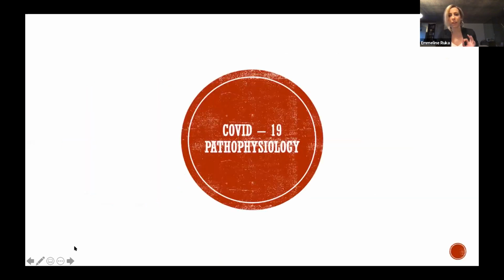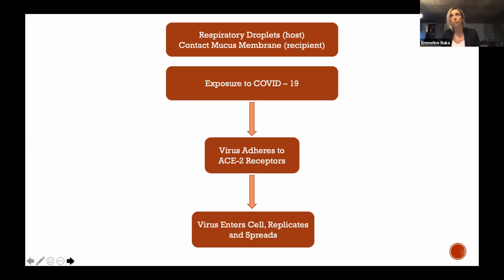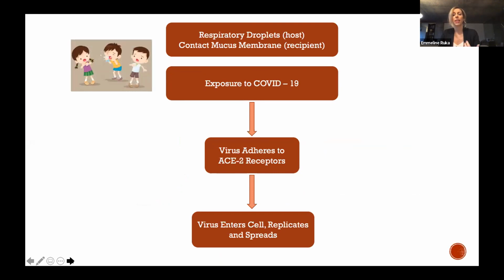So I'll talk a little bit about the pathophysiology of COVID-19. This is important, because if you want to look for treatments, you need to target how the virus works. You need to understand it to develop treatments, basically. So it starts with an exposure to COVID-19. It can be by droplets, airborne, or surfaces.